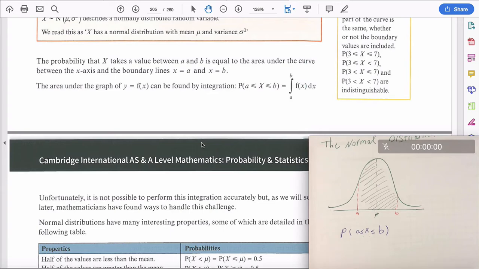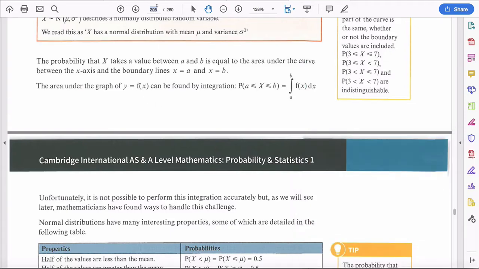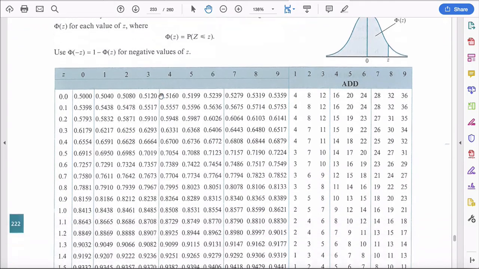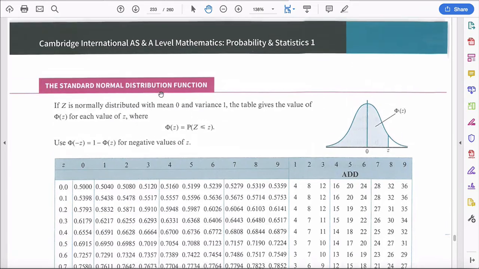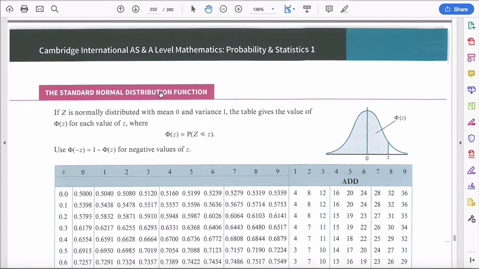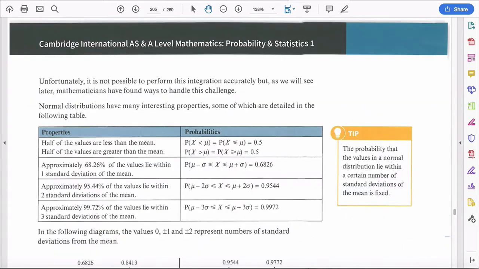In your level, all calculations have been done and summarized in a table which is on page 22 of your book, in the file it is 233. You see here all calculations are already done and summarized. So from now on you can use this table to find the probability. There is no need to go for integration.